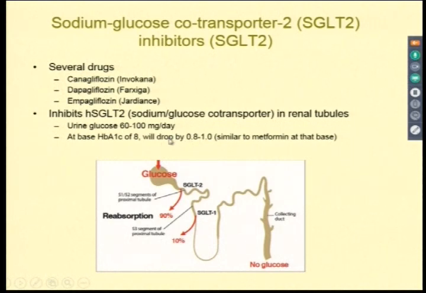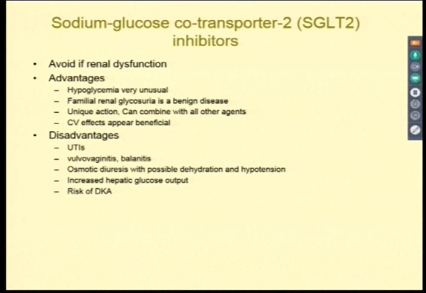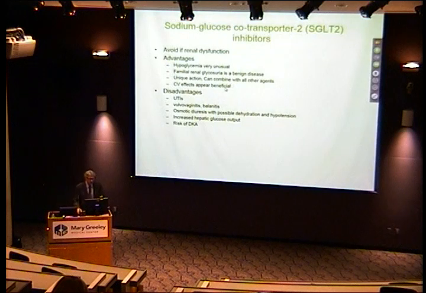The A1C is going to drop by about a point, usually, is what I've seen. At an A1C of 8, if it drops by nearly a point, that's about what metformin would do at that level. The advantage is hypoglycemia is very unusual because as glucose drops, there's nothing to excrete. Interestingly, we've known for a long time certain people have renal glycosuria, a natural defect in SGLT2, and this is a benign disease. They don't get in trouble. I don't know of any data on their incidence of diabetes, but I bet it could be less. You can combine this with other agents because it has a unique action, and it does appear to have cardiovascular benefits. I'll show you something about that.